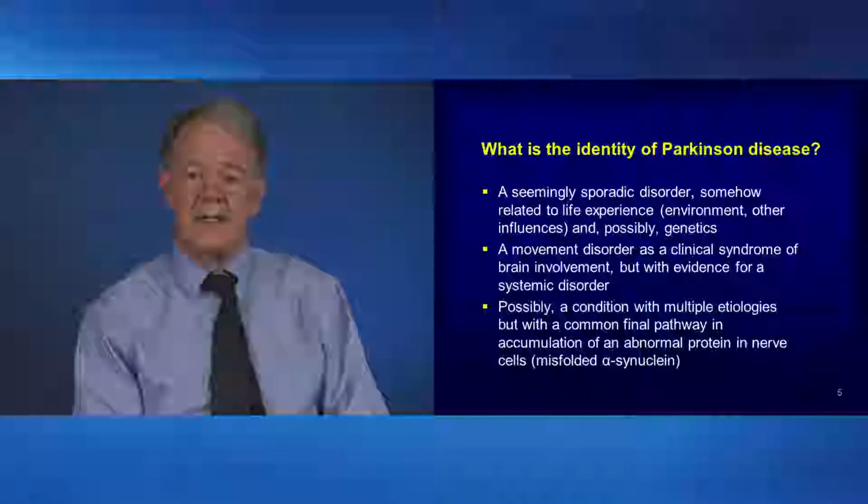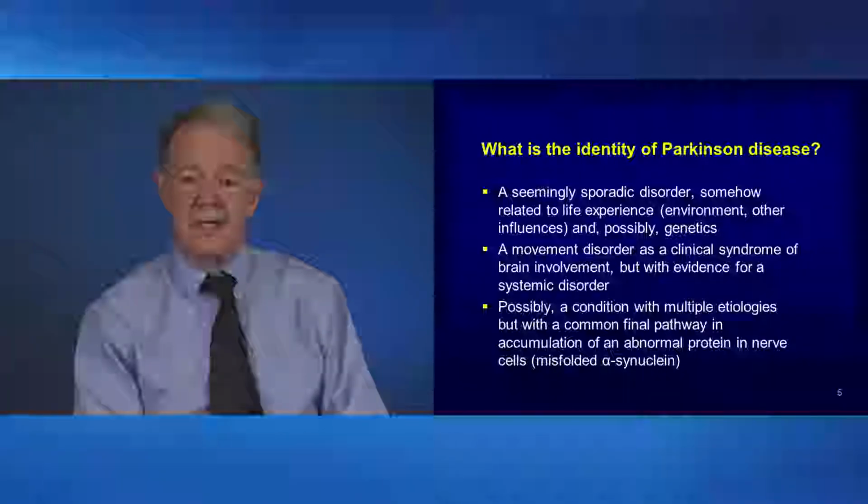So what is the identity of Parkinson's disease today? Much as in James Parkinson's time, it's a disorder that doesn't affect everybody. It's not inevitable with normal aging. And it's a seemingly sporadic disorder that somehow is related to life experience. We'll talk about what we know about its causation, but it seems to be a combination of factors of environment, that is one's life's experiences, and possibly genetics as well.